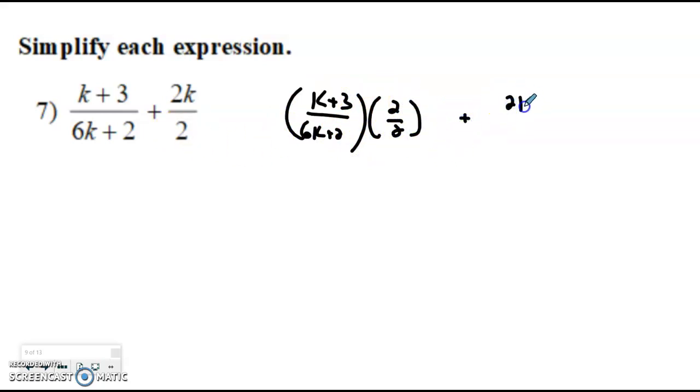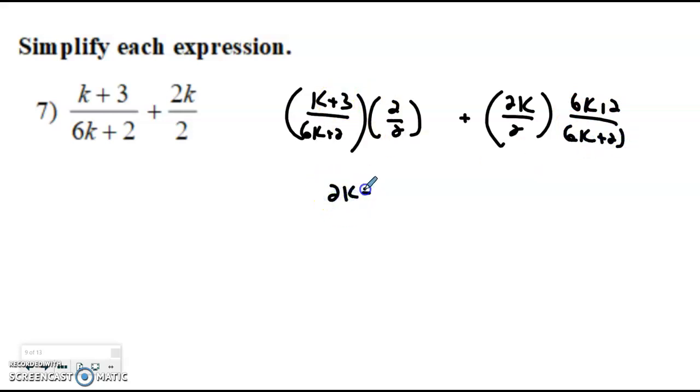And I'm going to take 2k over 2. And I am going to multiply it by the denominator 6k plus 2 divided by 6k plus 2. And then we just multiply across. So I'm going to get 2k plus 6. And then I got 12k plus 4. And then we're just going to do the same thing on the other side. So I got 12k squared plus 4k.